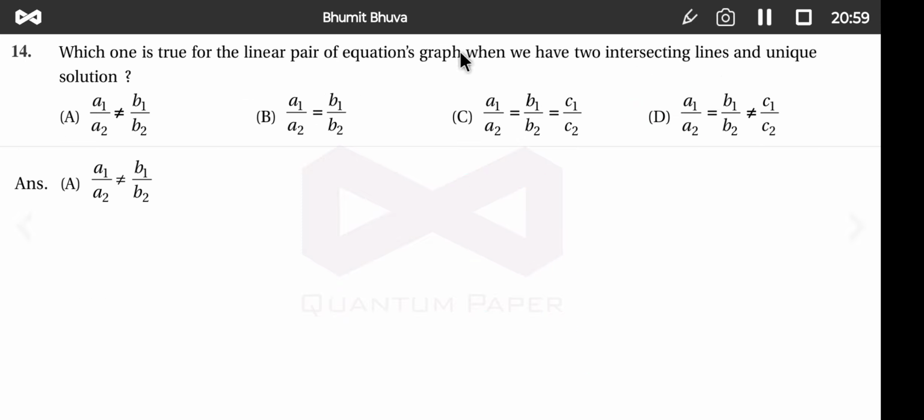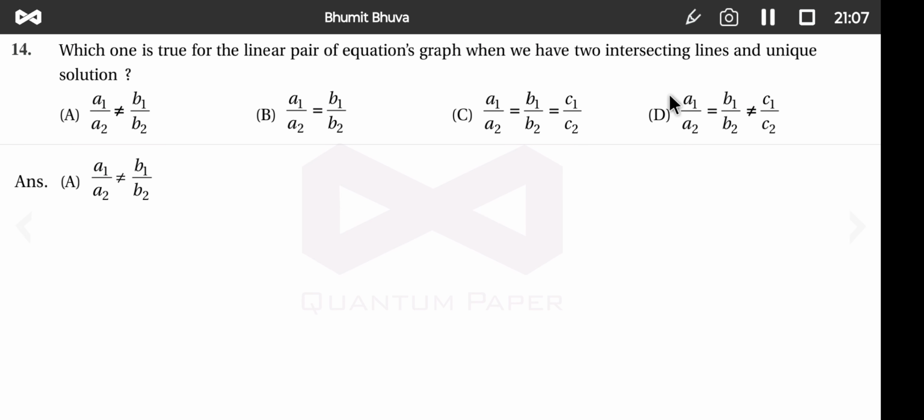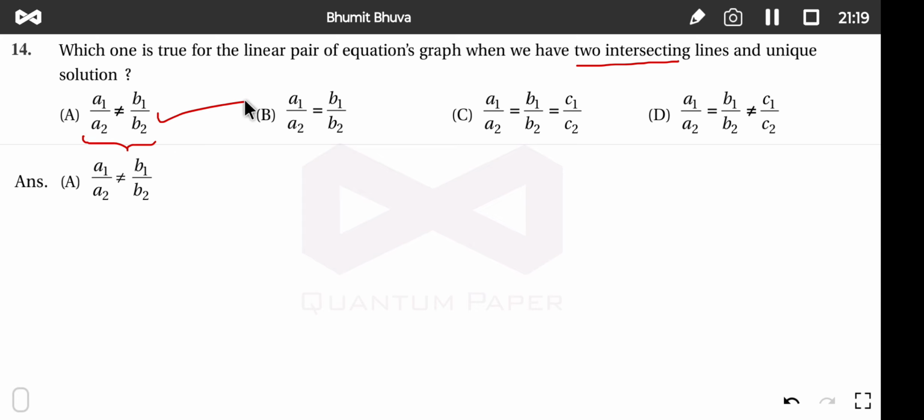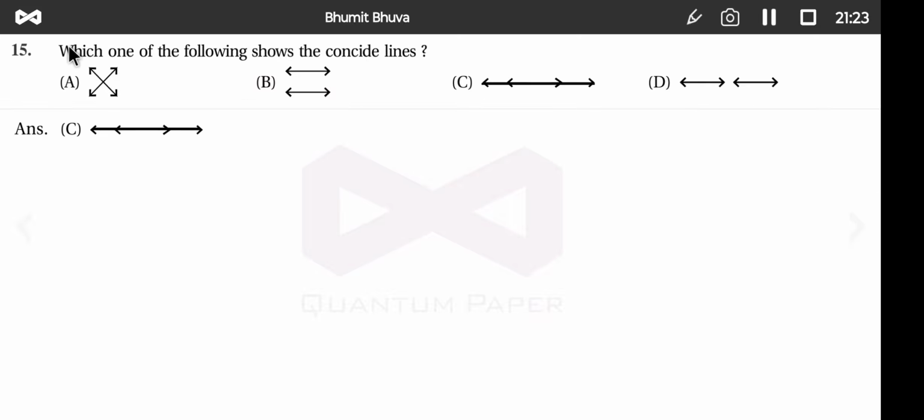Okay, so the next question is which one is true for the linear pair of equations graph when we have two intersecting lines? So two intersecting lines means which solution? Intersecting lines means a unique solution. So a unique solution has the condition that the ratios are not equal, a1 upon a2 not equal to b1 upon b2.